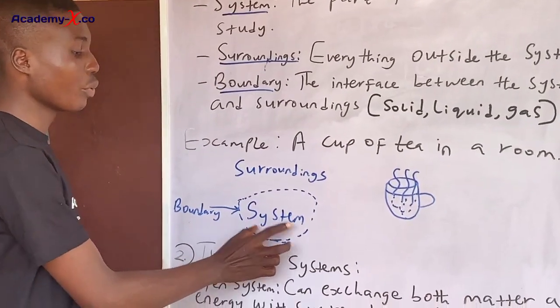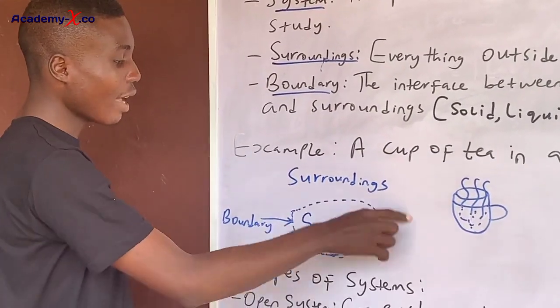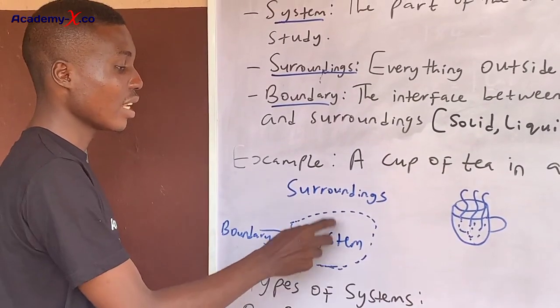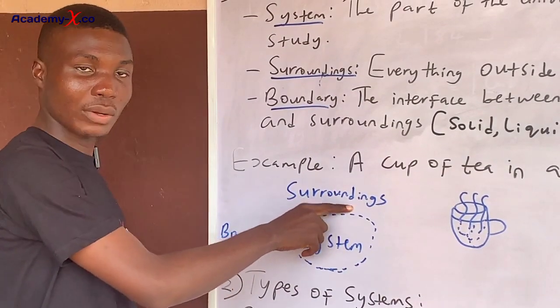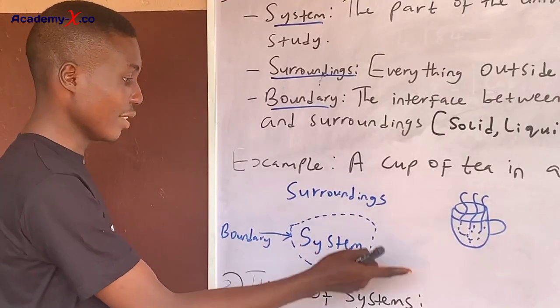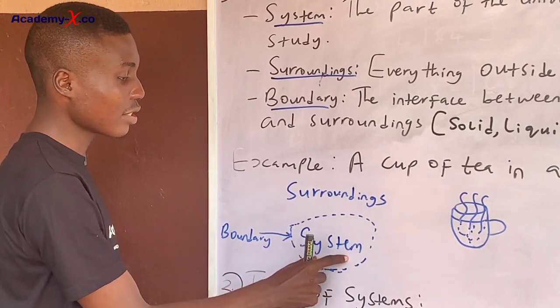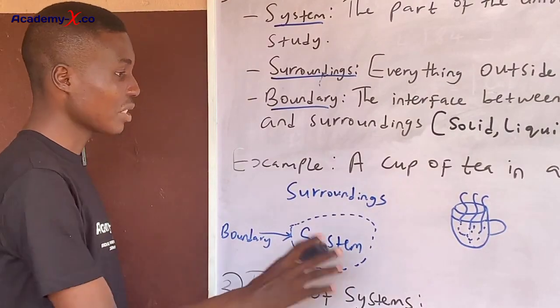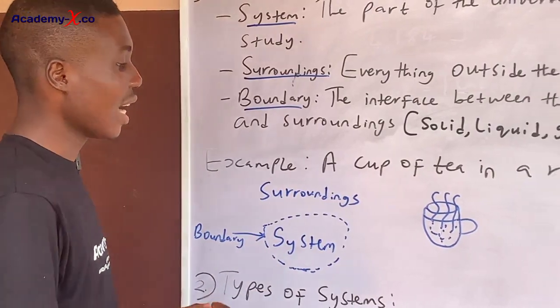We have this as our focus, the part that we're looking at, what we are studying. That part we are studying is what we refer to as a system. But then everything else outside that system is what we refer to as the surrounding. Then the boundary refers to the interface between the system and the surrounding. So this is the boundary, this is the system, and this is the surrounding. So that's basically it.